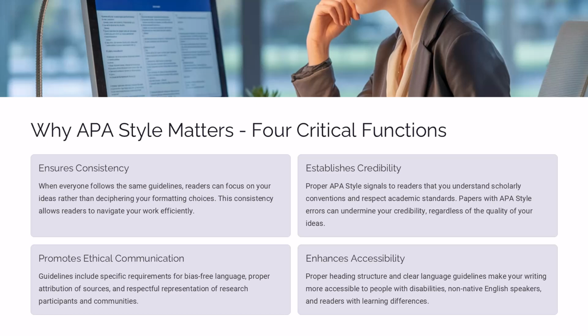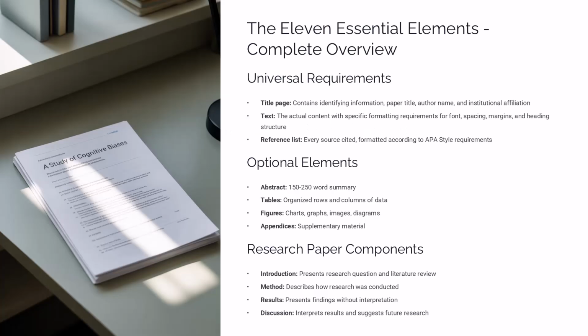These 4 functions, consistency, credibility, ethics, and accessibility, work together to create scholarly communication that serves the global academic community effectively and inclusively. The 11 essential elements. Complete overview. Now we'll explore the 11 essential elements that can appear in APA-style papers. Understanding all 11 elements is crucial because different types of papers require different combinations of these elements. Let's examine each category systematically.